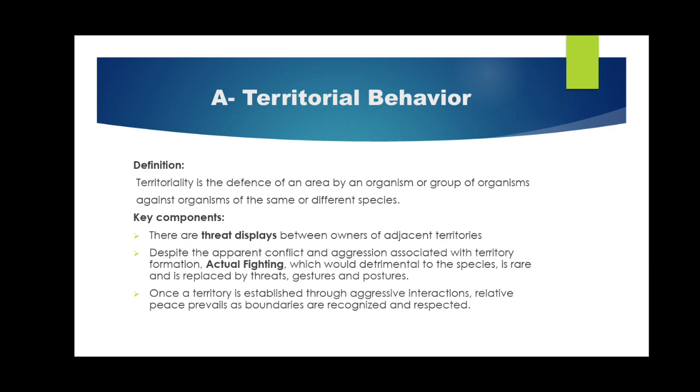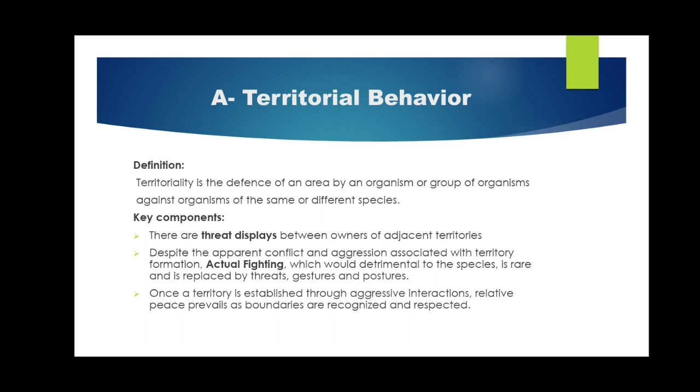Once a territory is established through aggressive interactions, relative peace prevails as boundaries are recognized and respected, just like in human beings. For example, if there is a group of people and they have another group of their enemies, they won't harm one another immediately, but they would show the signs of their anger, and then if there is some very serious problem, then they would attack one another.